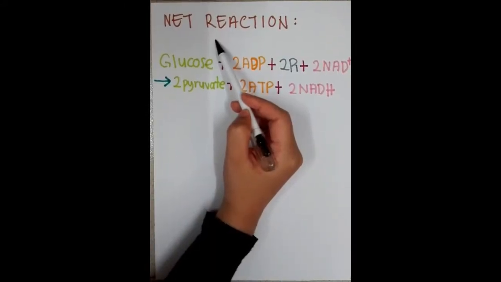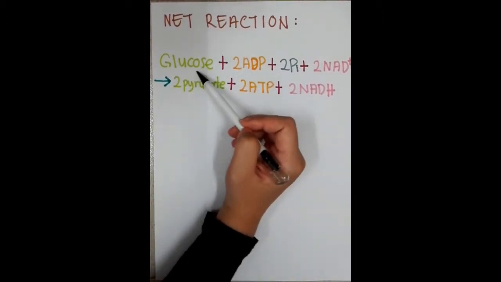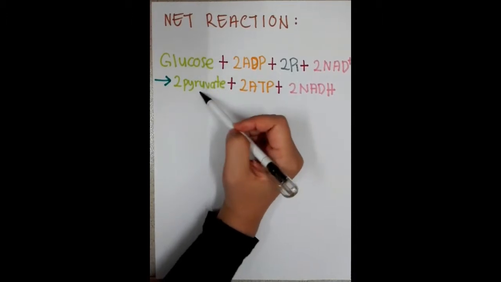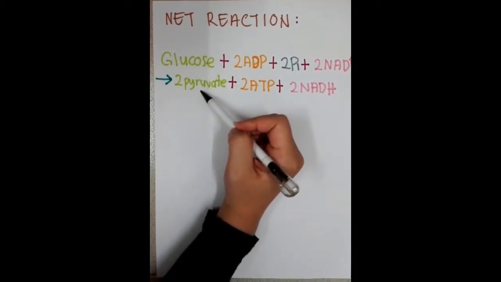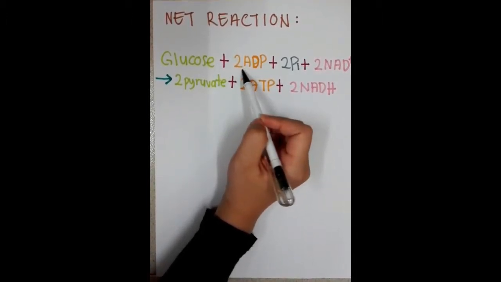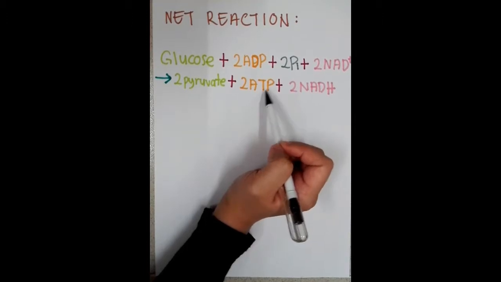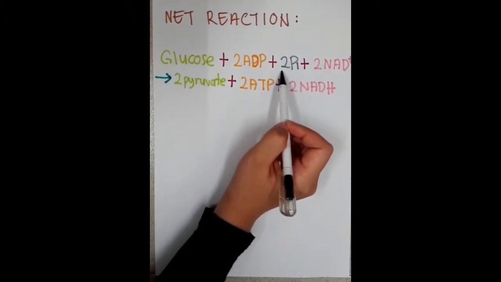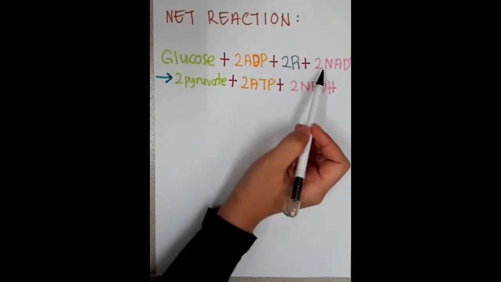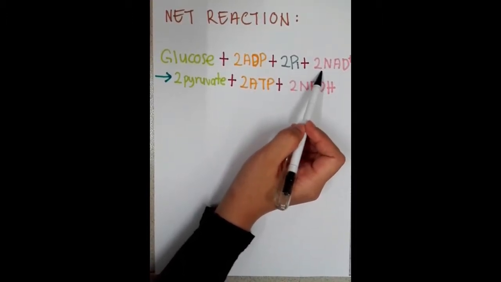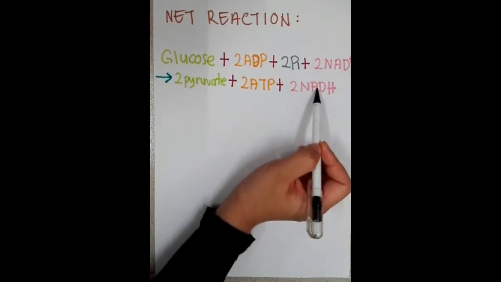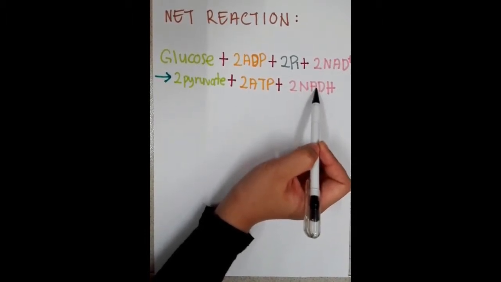Next, we will take a look at the net reaction of glycolysis. First, glucose will be converted into two molecules of pyruvate. Two molecules of ADP will be converted into two molecules of ATP with the help of two molecules of inorganic phosphate. And lastly, two molecules of NAD+ will be converted into two molecules of NADH.